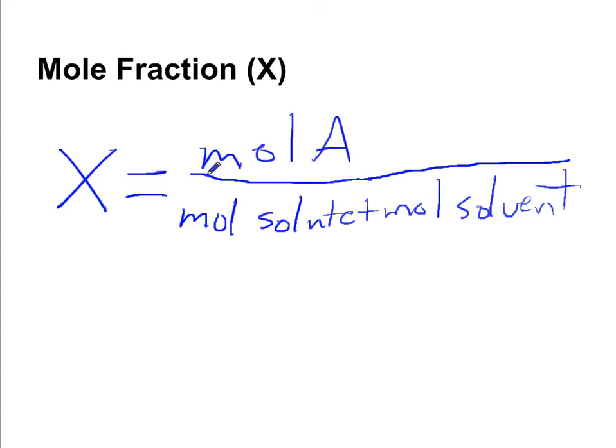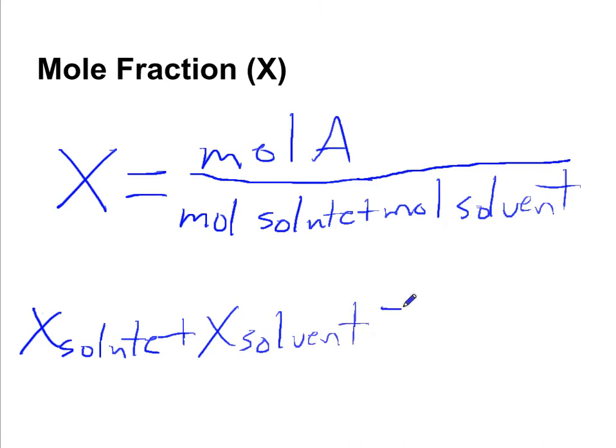If it's asking you to find the mole fraction of the solute, the number on top is going to be the same thing as the moles of solute that you have in the solution. If they're asking you to find the mole fraction of the solvent, you just put the moles of the solvent on top and divide by the same thing. When you add the mole fraction of the solute to the mole fraction of the solvent, they're going to equal 1. So if you know the mole fraction of the solute and want to find the mole fraction of the solvent, you just subtract it from 1.